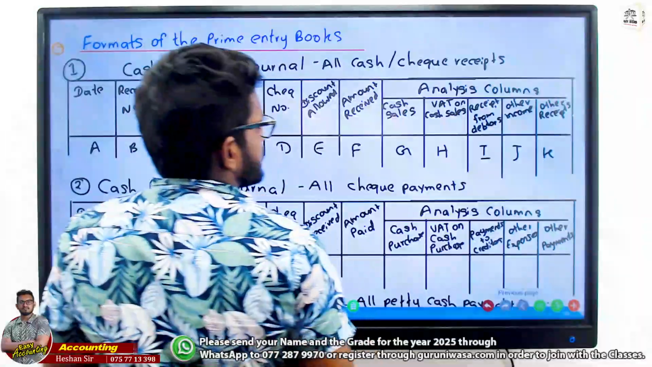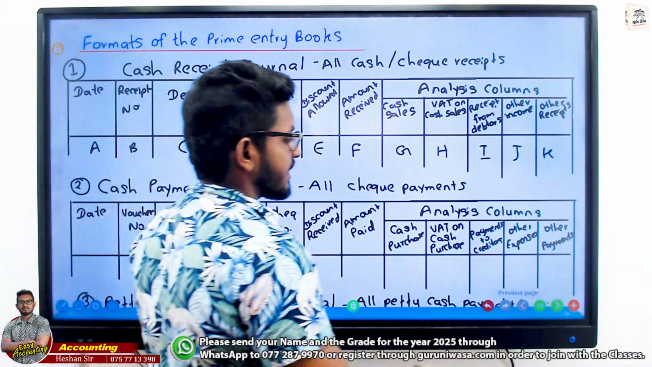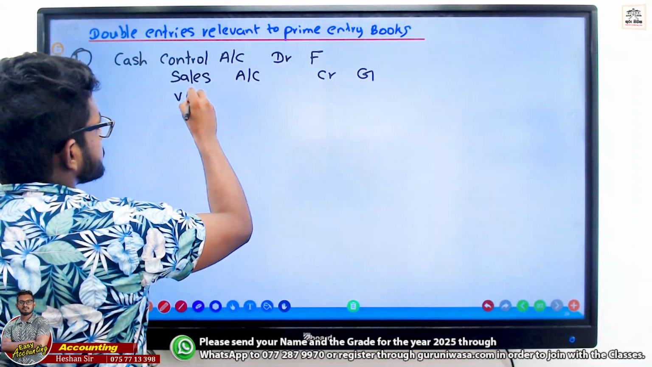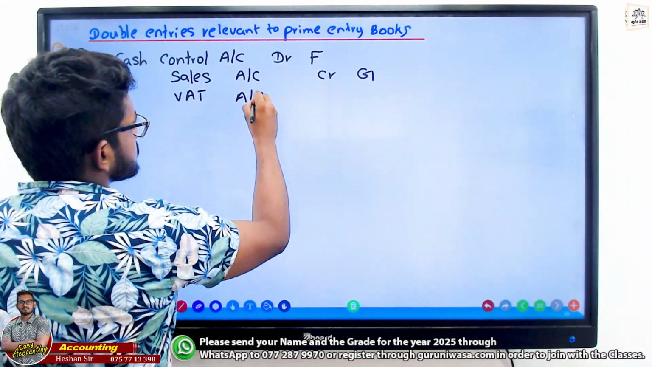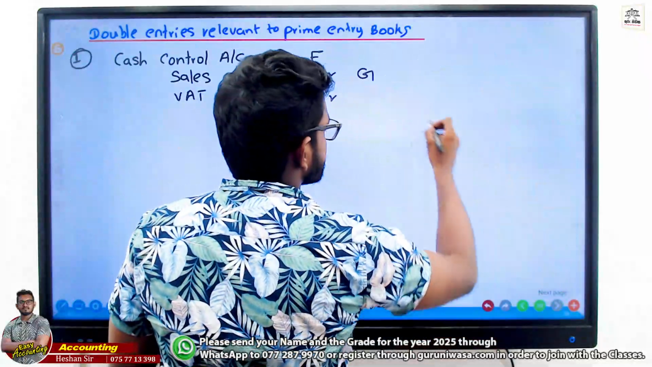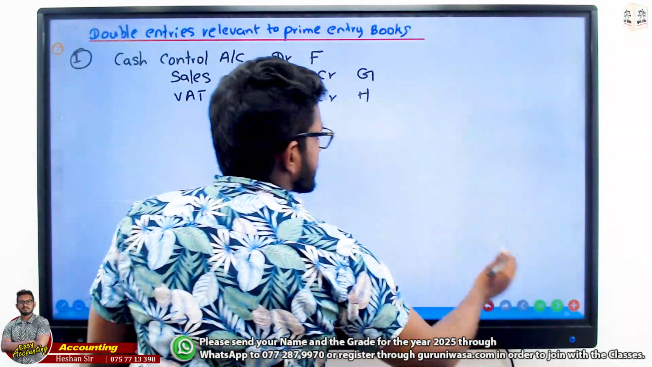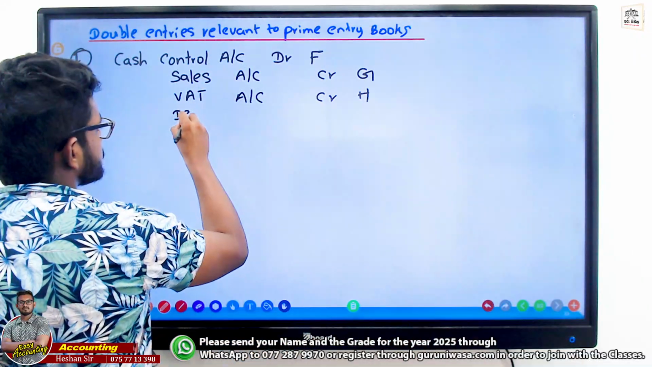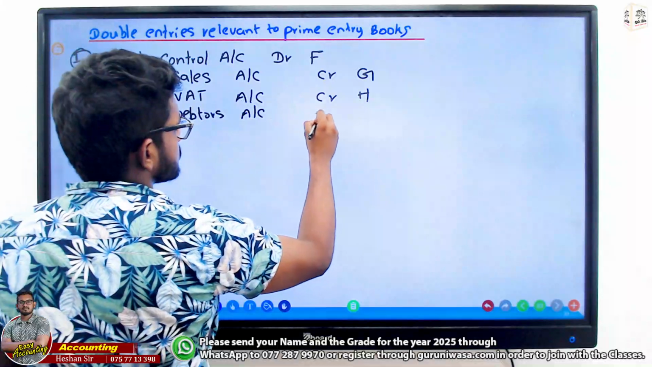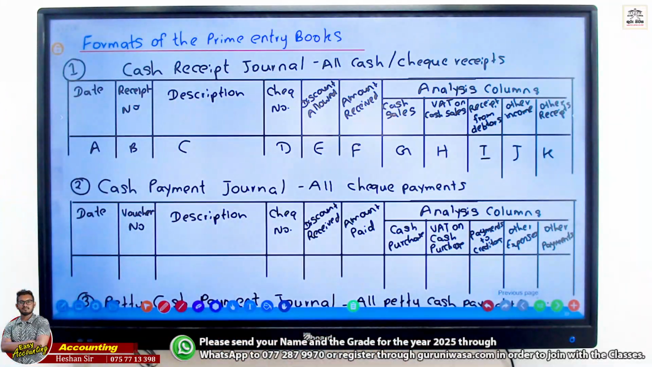Then VAT account credit. When we sell, there can be VAT. So VAT account credit, H. Debtors account credit, I.